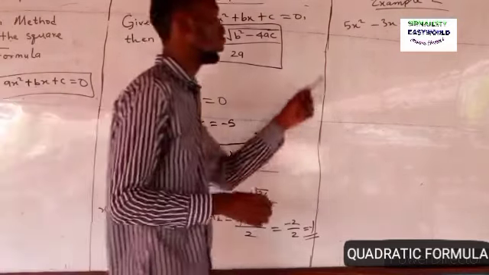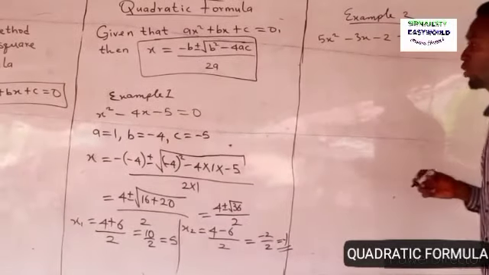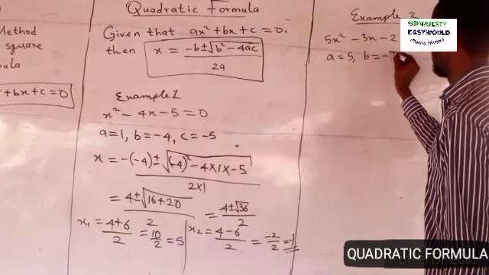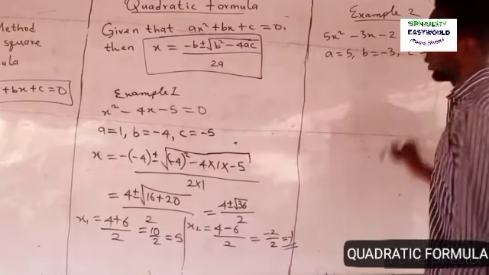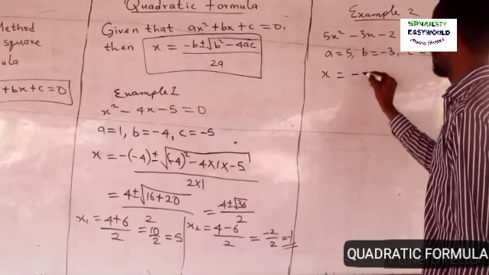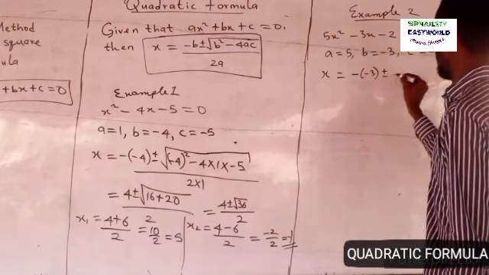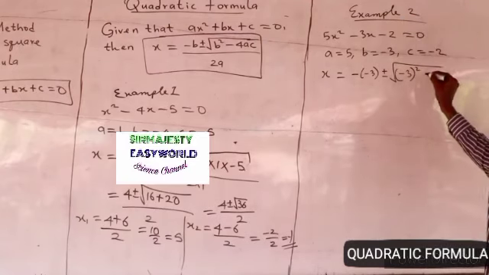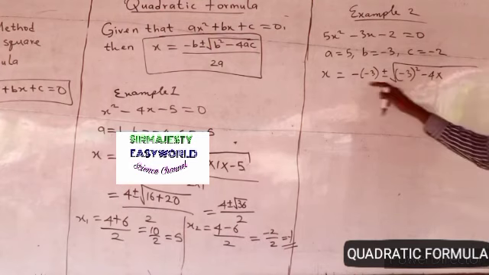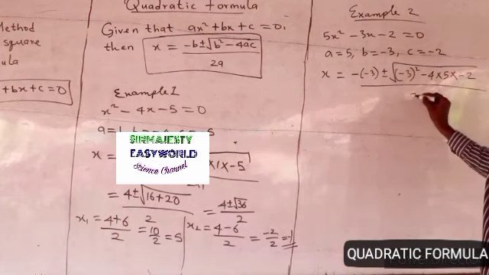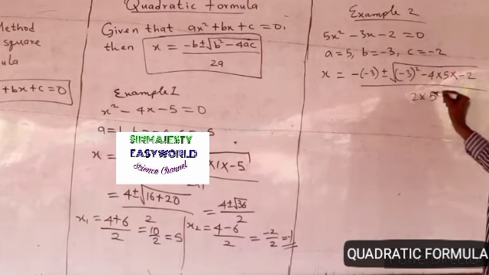So this is how you use the formula. We are going to do another example. For this example, we have our a is equal to 5, our b is equal to minus 3, and our c is equal to minus 2. So using the formula, we know that x is equal to minus b, which is minus minus 3, plus or minus the square root of b squared, which is minus 3 squared, minus 4 times a. A is 5, so times 5 times c. C is minus 2, times minus 2, all over 2a. That is 2 times 5.